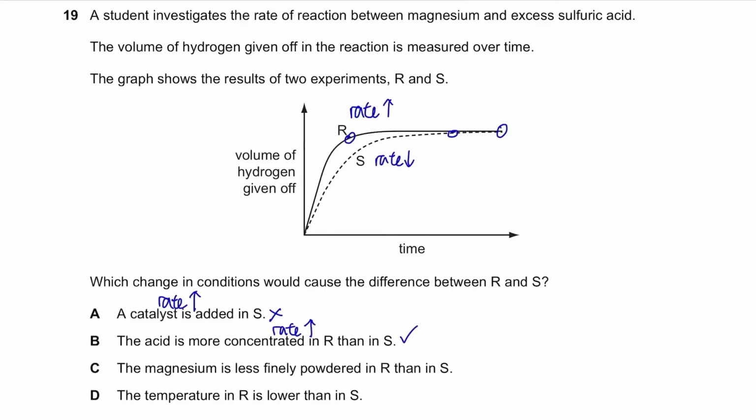C. The magnesium is less finely powdered in R than in S. If it's less finely powdered, it means the surface area is lower and this will decrease the rate of reaction. That is the opposite of what the graph is showing, so this is incorrect. D. The temperature in R is lower than in S. Again, this will decrease the rate of reaction instead of increasing it, so it's not the answer. B is the right answer.